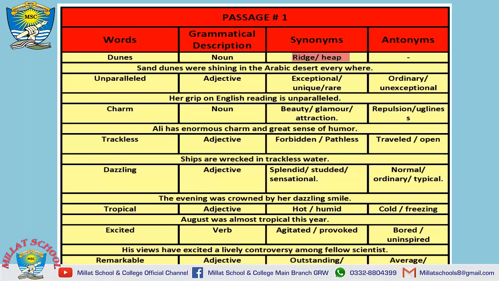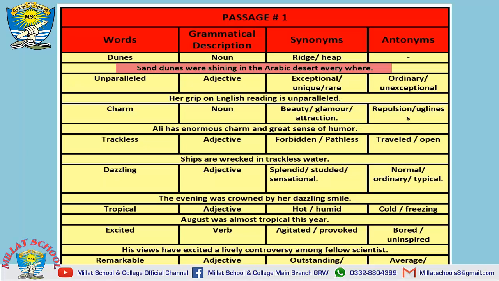Next step, I have given you a sentence also related to this word. You can see the sentence related to this word on the screen because sometimes they will ask us to make a sentence from the given words. So the sentence is: sand dunes were shining in the Arabic desert everywhere.